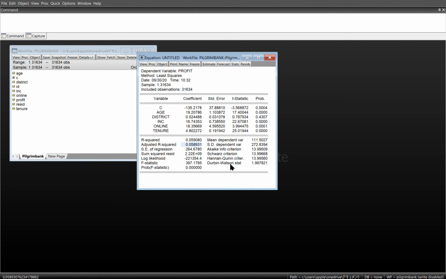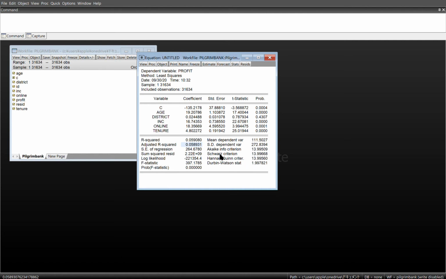A value of 2 means that there is no autocorrelation. A value under 2 means positive autocorrelation, while values over 2 indicate negative autocorrelation. Here we have a value of 1.997, which means that it is almost 2 and there is barely any autocorrelation.